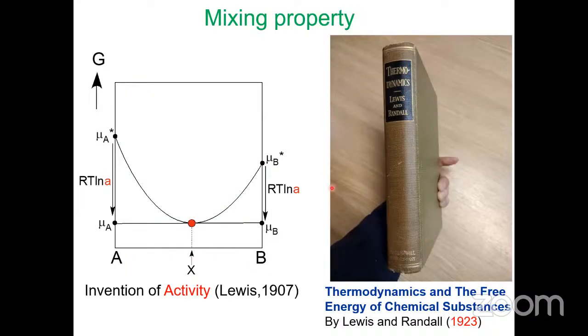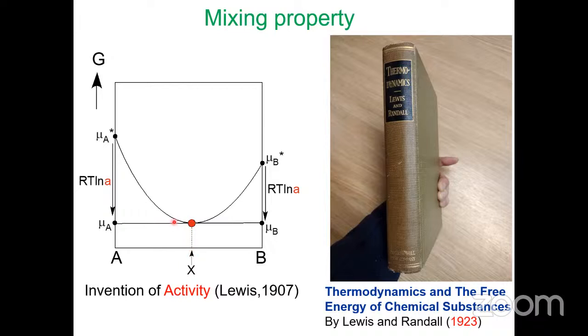This is the Gibbs free energy diagram. This is free energy versus chemical composition. So we have an end member A and an end member B. The chemical potential of the pure phase for A is here, for B is here. When you mix these two liquids, if the liquid solution is stable, the Gibbs free energy should be like this downward convex curve.